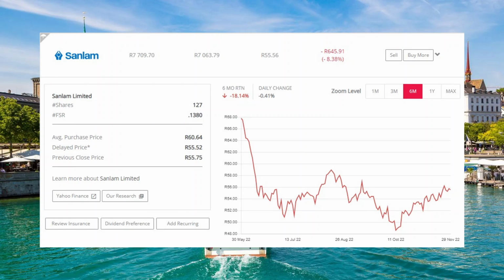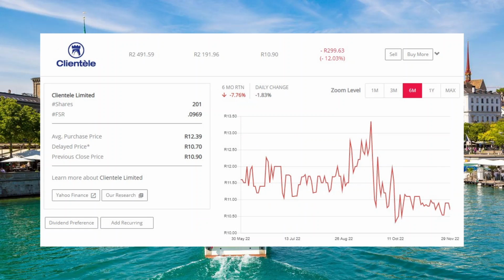Sanlam is at an 8.3% loss due mostly to their payouts from the riots last year, and the biggest loss in our South African account is Clientele with 10.5% loss. This is mostly due to their 11% dividend payment, which is fine. If I can get 11% each year, that still sounds good, but would like to see some share price go up hopefully.